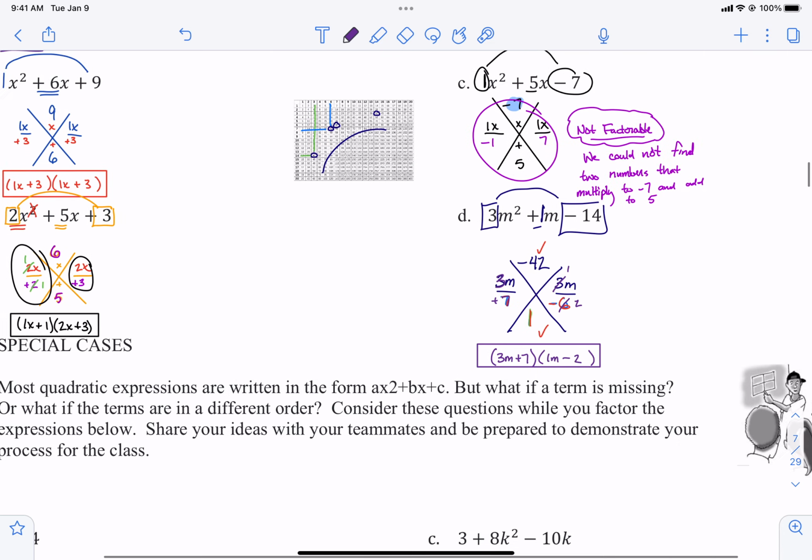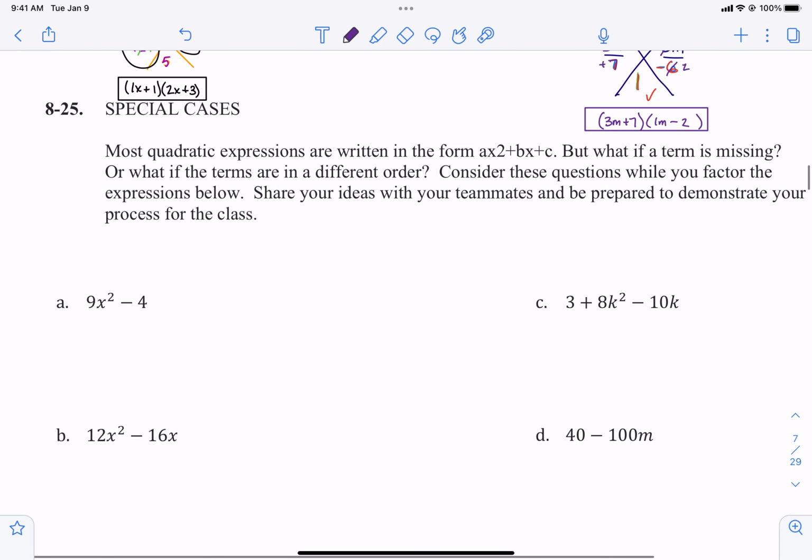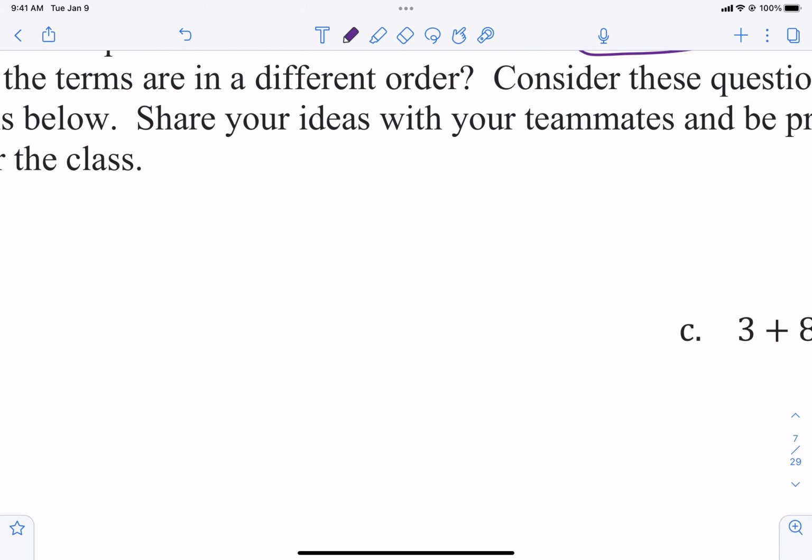Now let's talk about some special cases here for a second, because not every problem is going to be quite that easy. Now, it says most quadratic expressions are written in this form. What that form is, is ax squared plus bx plus c. And what we're going to notice is that there's always going to be a term that is squared, there's always going to be a just x term, and there's always going to be a constant term at the end that does not have an x attached to it.